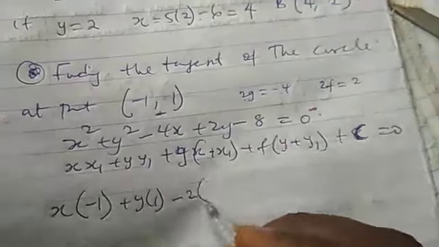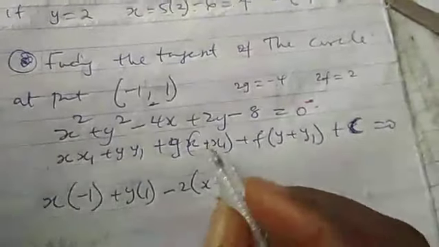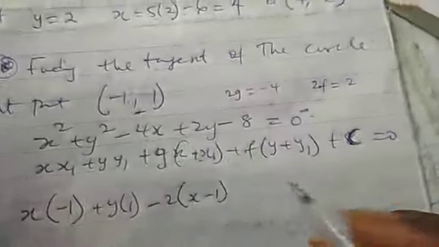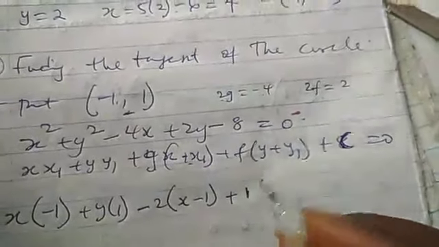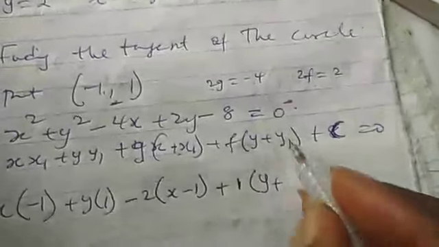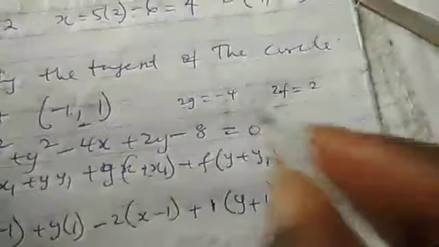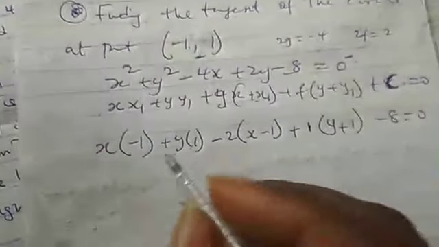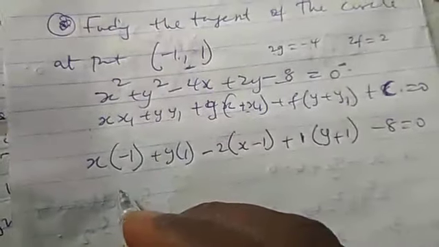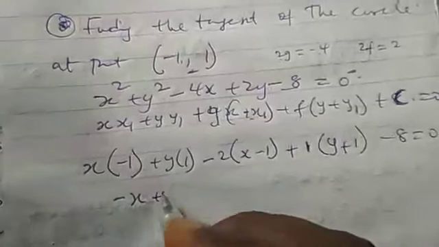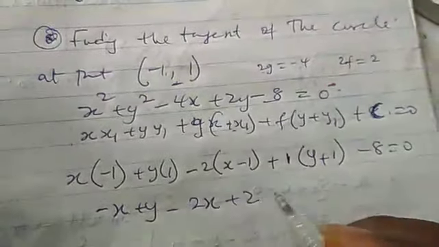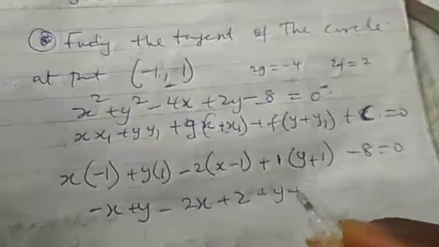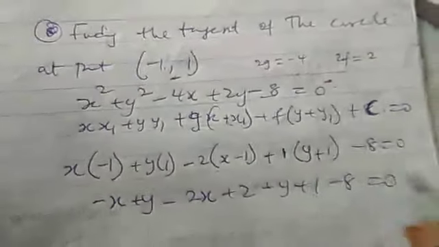So we have minus 2 into x plus x1. Our x1 is minus 1. Using the same formula, f is 1, 1 into y plus our y1, which is 1. And our c is minus 8, equal to 0. And this one will give me minus x plus y minus 2x plus 2, plus y plus 1 minus 8 equal to 0.